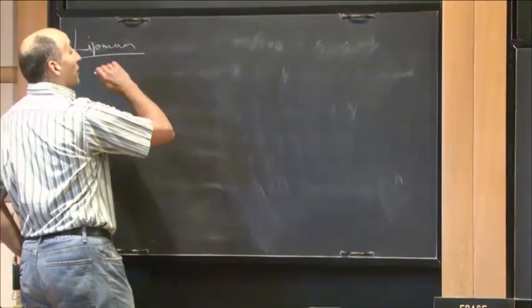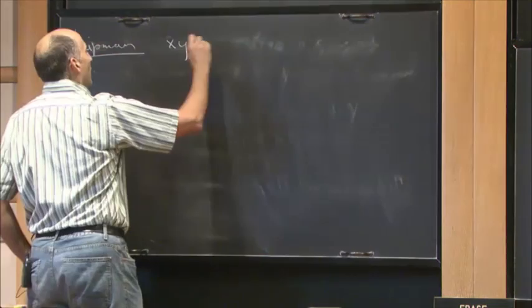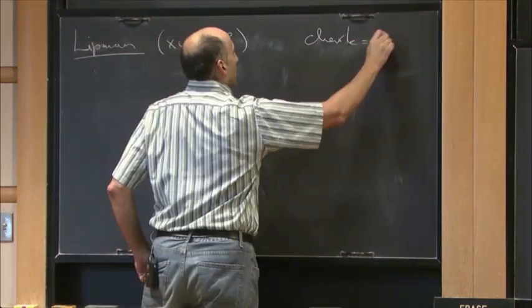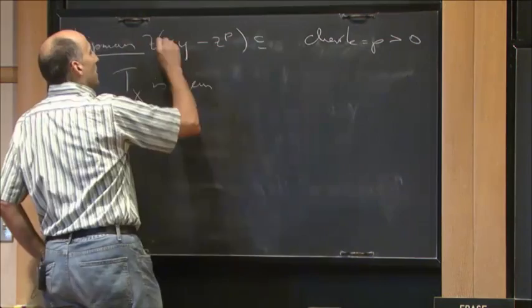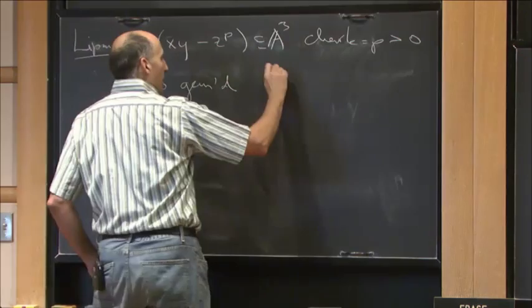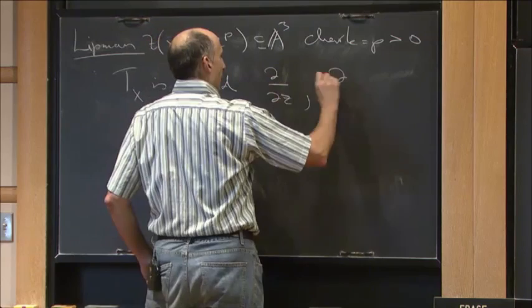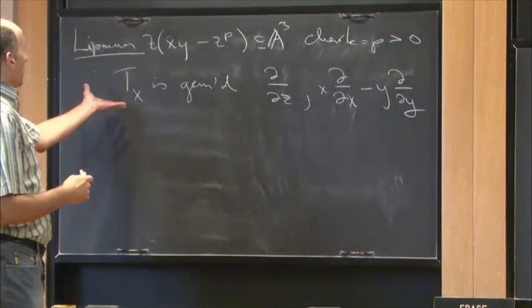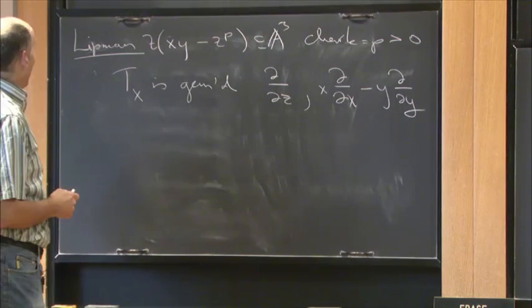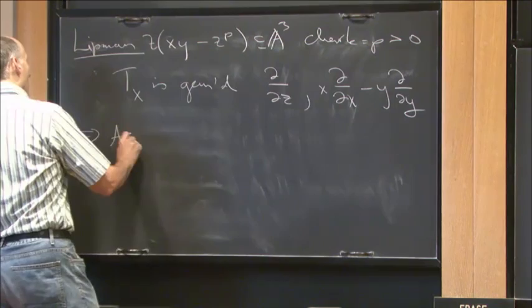A very simple example: if you just take xy minus z to the p, where the characteristic is p, inside A3, then T_X is generated by the vector fields ∂/∂z and x ∂/∂x minus y ∂/∂y. And let me check that. Yeah. And so it's locally free, but it's not non-singular. And so we're going to assume characteristic zero.